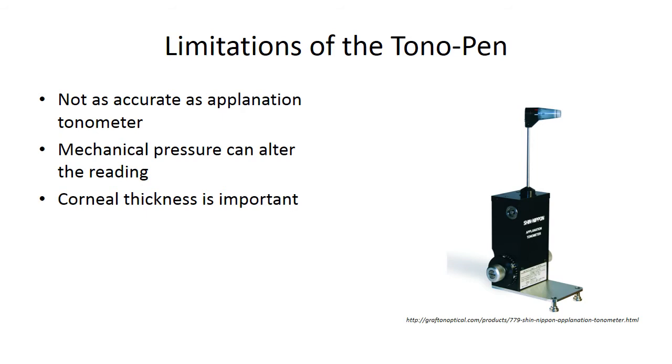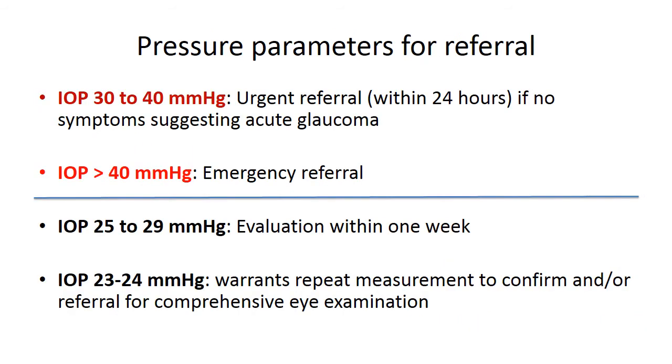Most people with open-angle glaucoma will not present with pressures above 30, but in the following slide, we will tell you what the cutoffs are for any emergent referrals. If this should happen to you and you should see a pressure greater than 30, an urgent referral within 24 hours is necessary if there are no symptoms suggesting acute glaucoma. Whereas if the pressure is above 40, you must emergently refer to the nearest ophthalmologist.